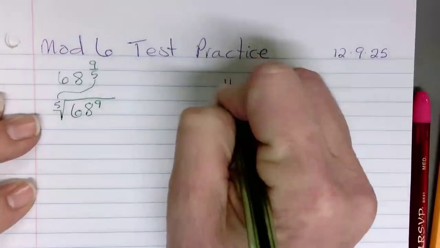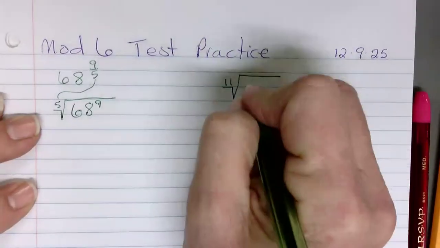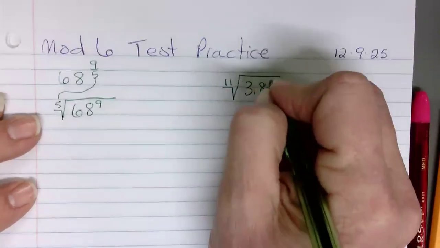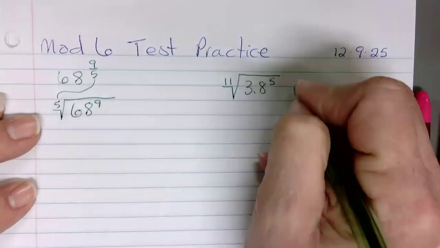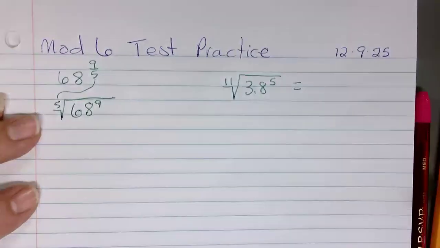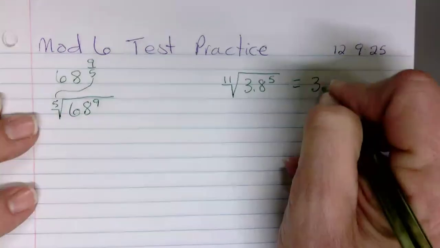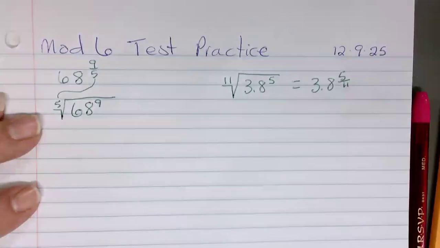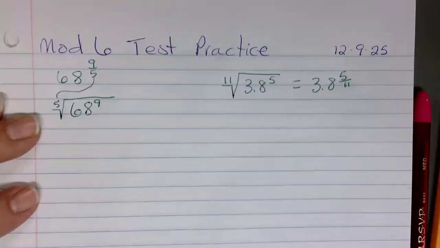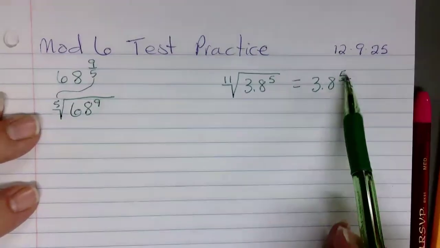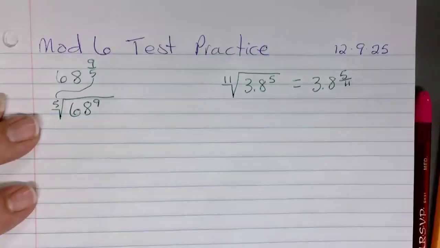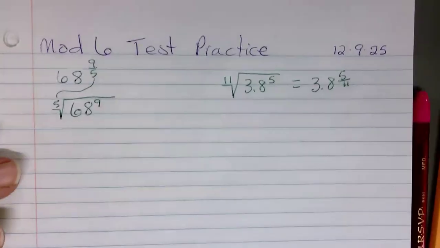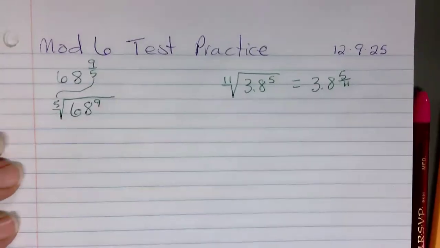They'll give you a problem like this, the 11th root of 3.8 to the 5th power, and they want you to do it as a fractional exponent. Well, that's just going to be 3.8 to the 5th power over 11. Again, the most common mistake is that you flip the numerator and the denominator, the exponent and the index. So you just have to check your notes and make sure you're doing it right. Okay. All right. Next one.